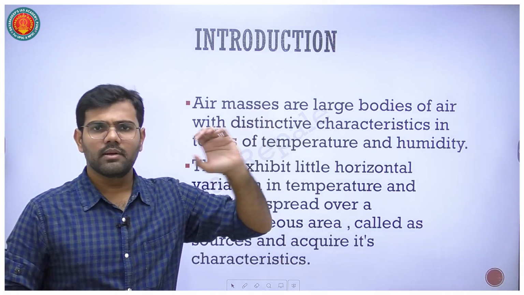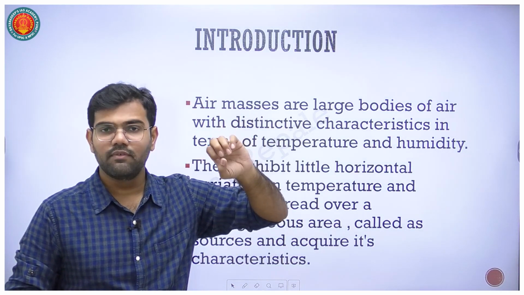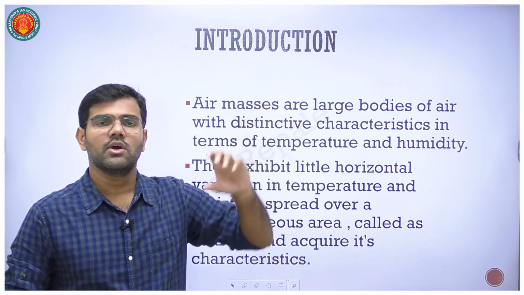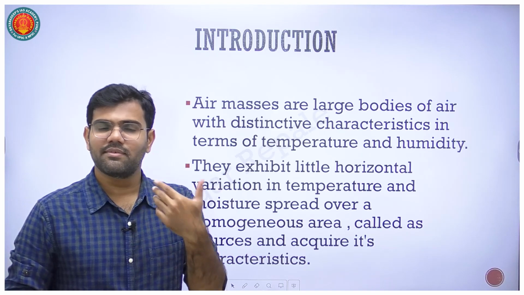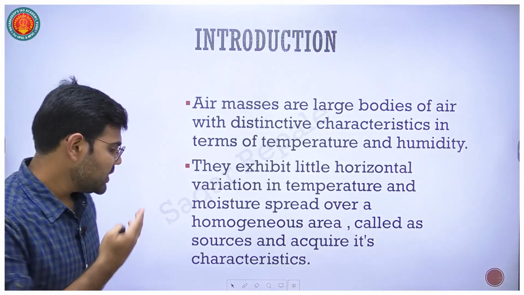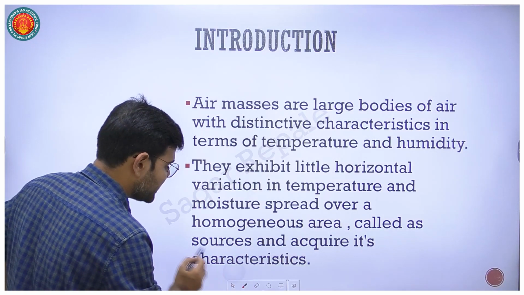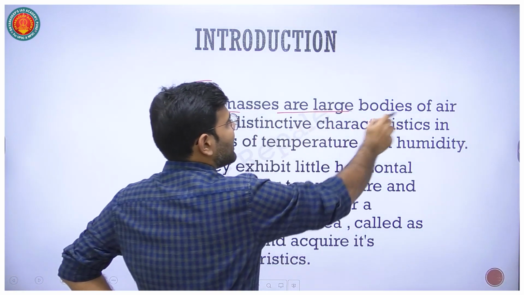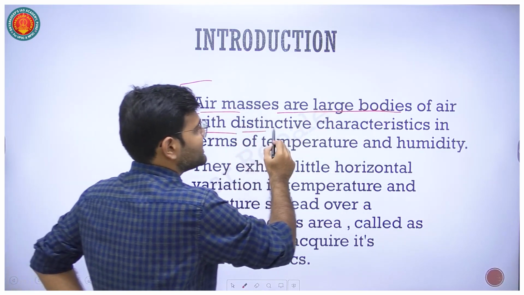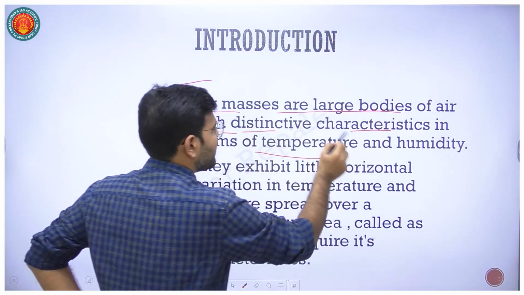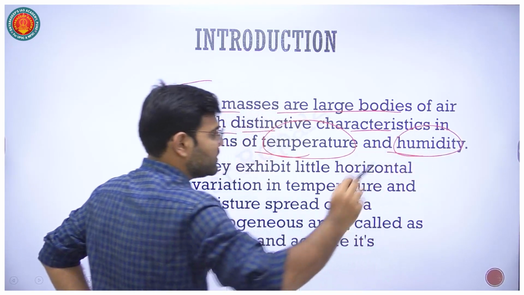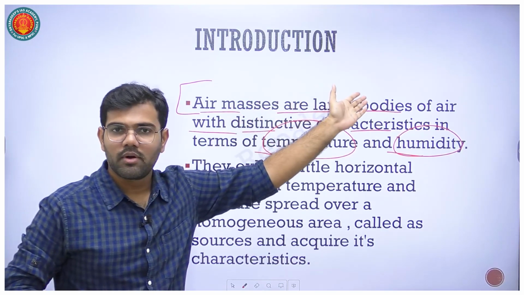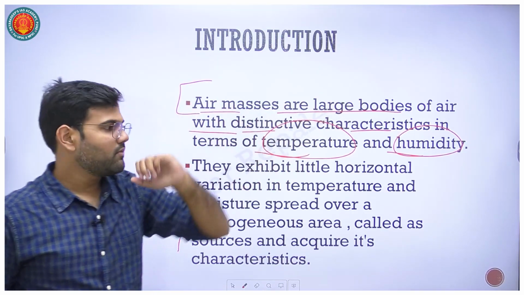In introduction, you can write about the definition or certain facts. If the question does not have any particular definition, we can start with current affairs, we can start with a fact, or any figure you can write. So here you can start with the definition, because the air mass definition is given in the NCERT. What are air masses? Air masses are large bodies of air with distinctive characteristics in terms of temperature and humidity. So underline the word temperature, underline the word humidity, underline the words large bodies of air. So this is the basic definition of air mass.